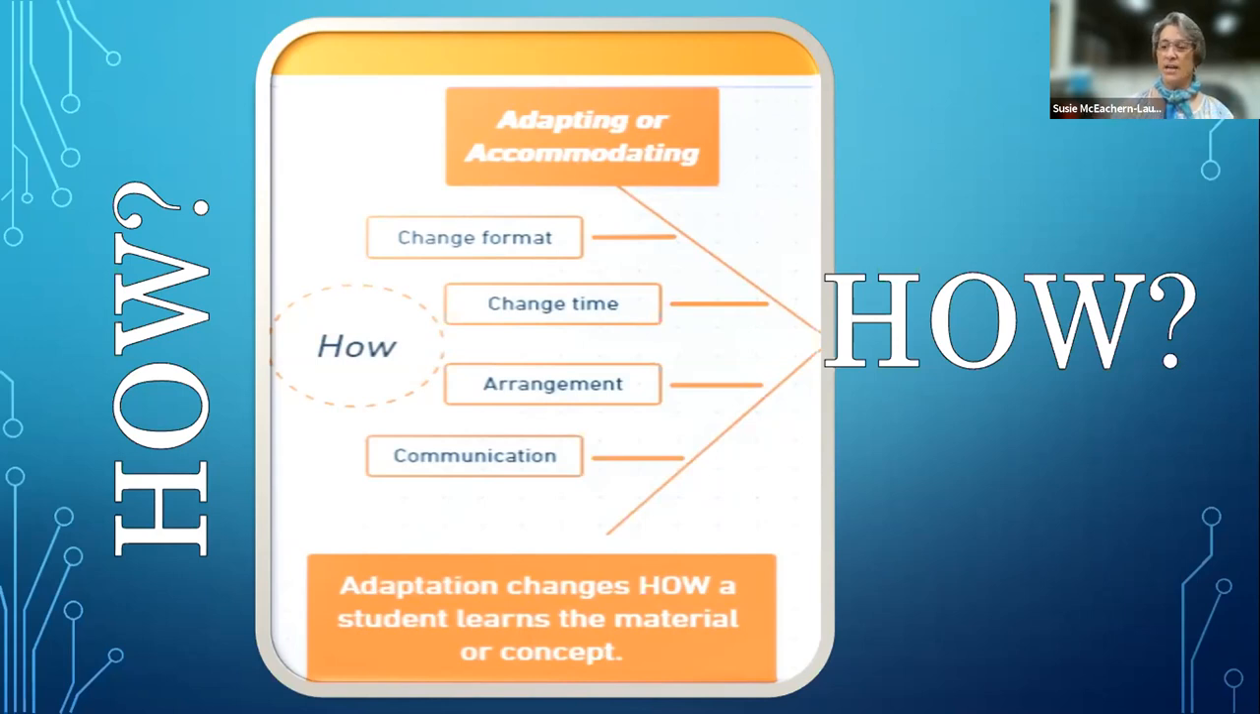So adaptation, as I mentioned before, and modification, the language comes from special education. But beyond that, adaptation is best known as accommodation. So when we think of that, we look at it as how. Adaptation changes how a student learns the material or concept. So if you answer that question, how, that's an accommodation. If you change how, did you change the format? That's an adaptation. How did you change the time? How did you change the arrangement? How did you change the communication? That is an adaptation.